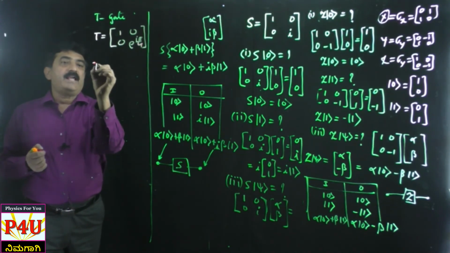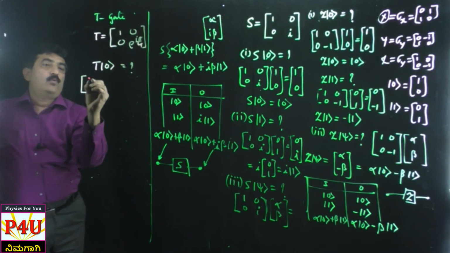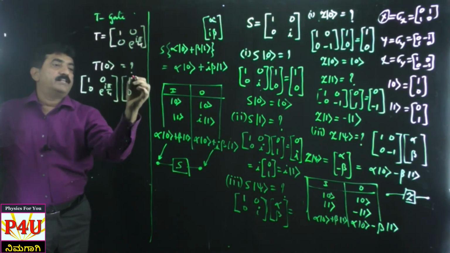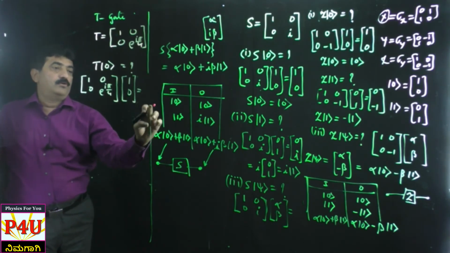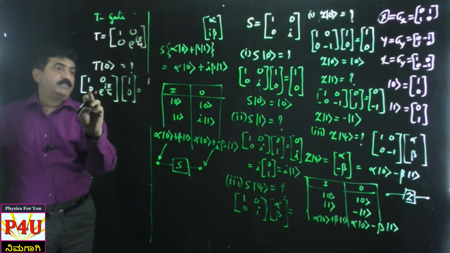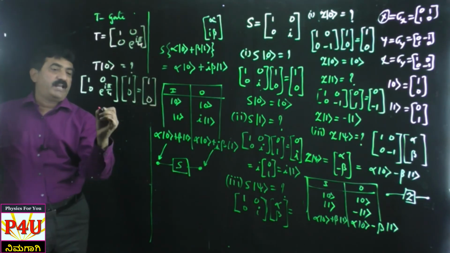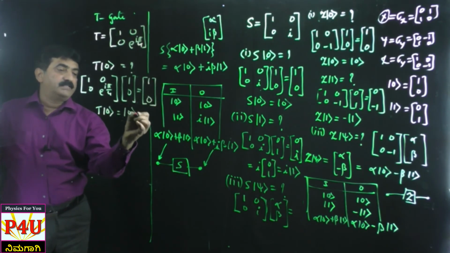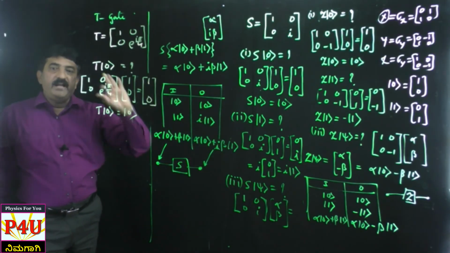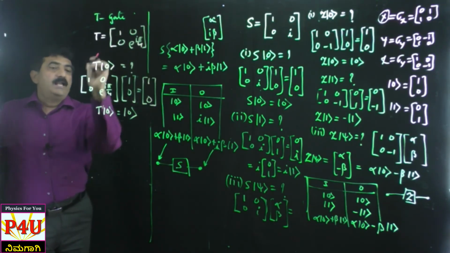Now let us operate T on 0. What will happen? When I operate T on 0, that is [1 0; 0 e to the power of i pi by 4] into [1; 0], that is my ket 0, that is equal to 1 into 1 plus 0 into 0, so the first element is 1. Next, 0 into 1 plus e to the power of i pi by 4 into 0, so the second element is 0. That means there is no change in the state. T ket 0 remains ket 0 only. So when the T gate operates on ket 0, no transformation. The state of the particle remains the same. If it is in the spin down state, it remains in the spin down state only. Let us see what happens.